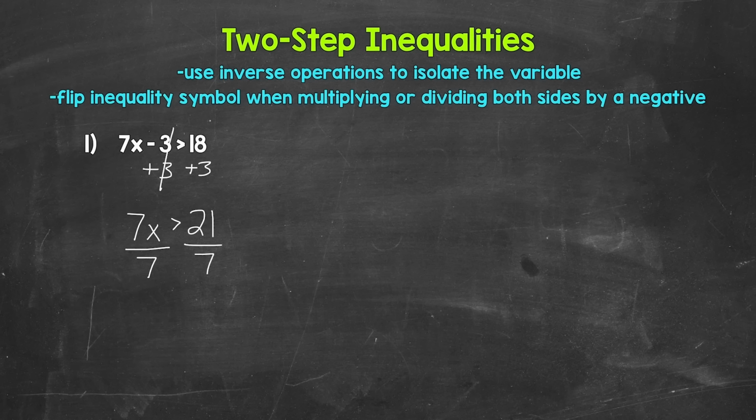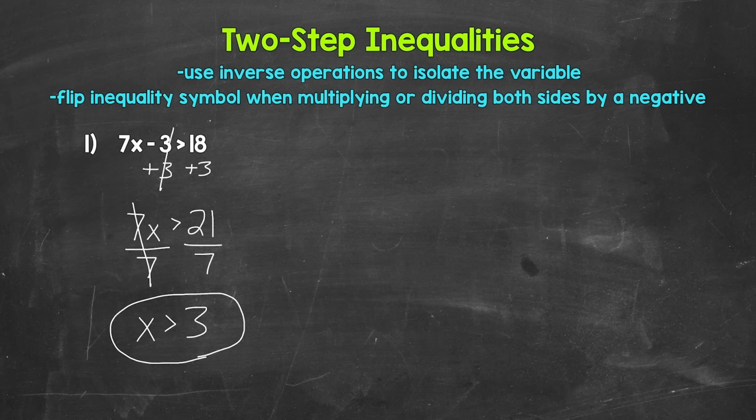Now on the left side, these 7's cancel each other out. x is now isolated. So we have x is greater than, and then on the right side, 21 divided by 7 gives us 3. So we get x is greater than 3. And that's our answer. So x can be any value greater than 3.